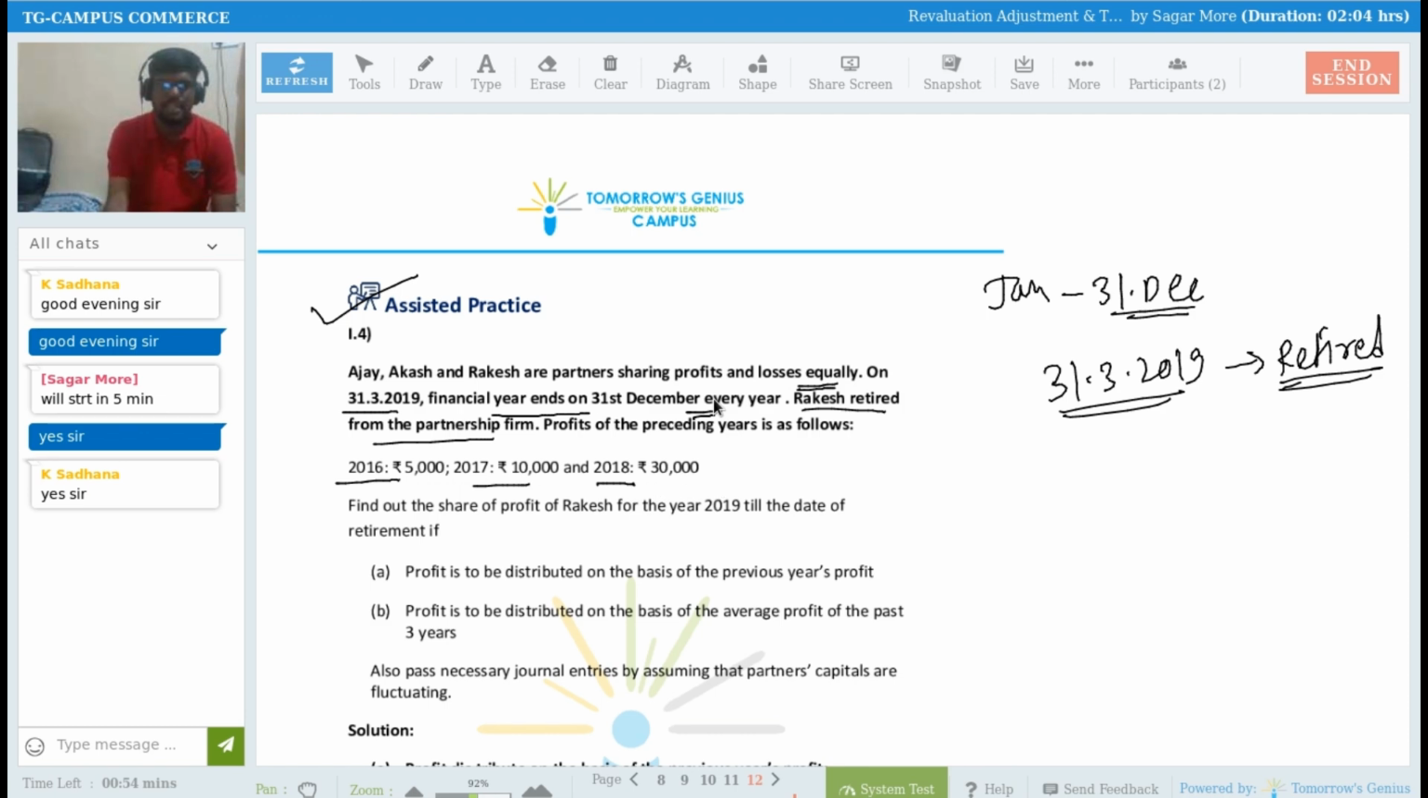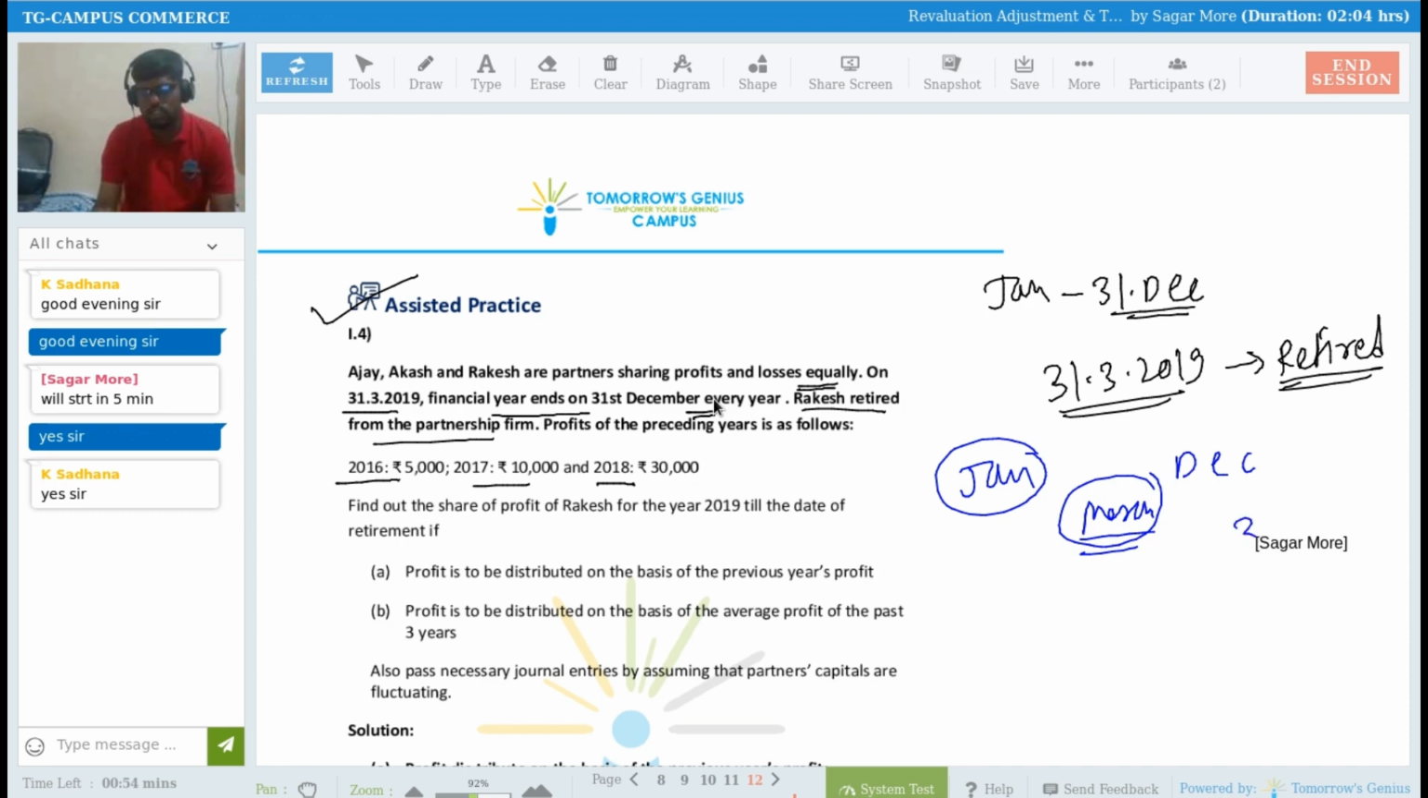So if I say here, my year is January to December, and if the partner is retiring on 31st March, it means he was there in the business from January to March. For how many months? 3 months. He was there in the business for 3 months. So I'm supposed to pay him 3 months of profit, right? So find out the share of profit of Rakesh for the year 2019 till the date of his retirement.